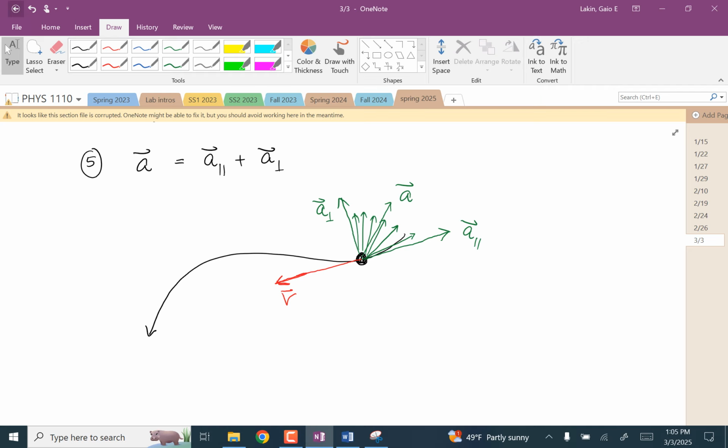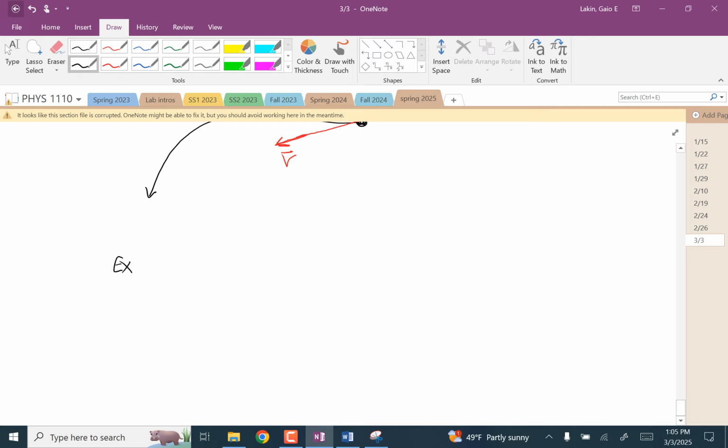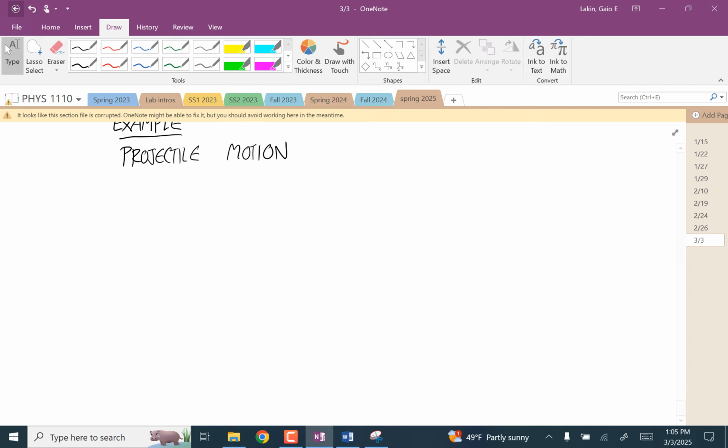Okay, so let me do 2 quick examples here. First, let's think about an object in projectile motion. This object would follow a parabolic path like this. And let's say it's going from left to right. Let's think about it once on the way up and once on the way down.